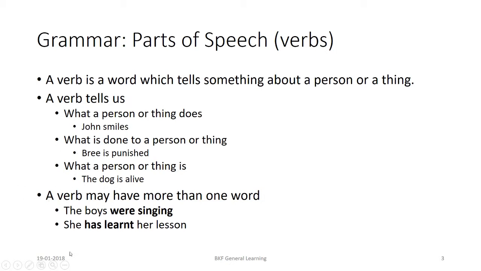A verb may have more than one word. So in these two examples, the boys were singing. So were singing are both verbs, and she has learned her lesson. Has and learned are both verbs.